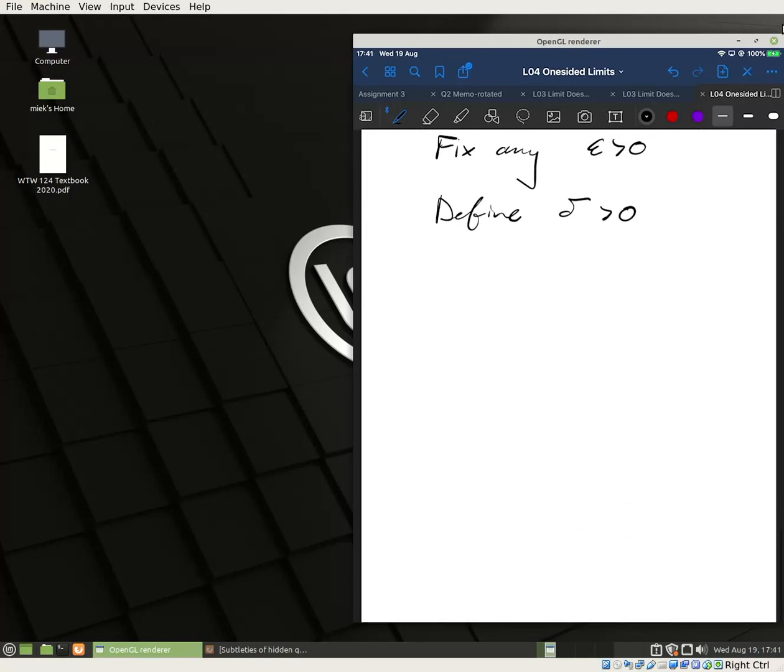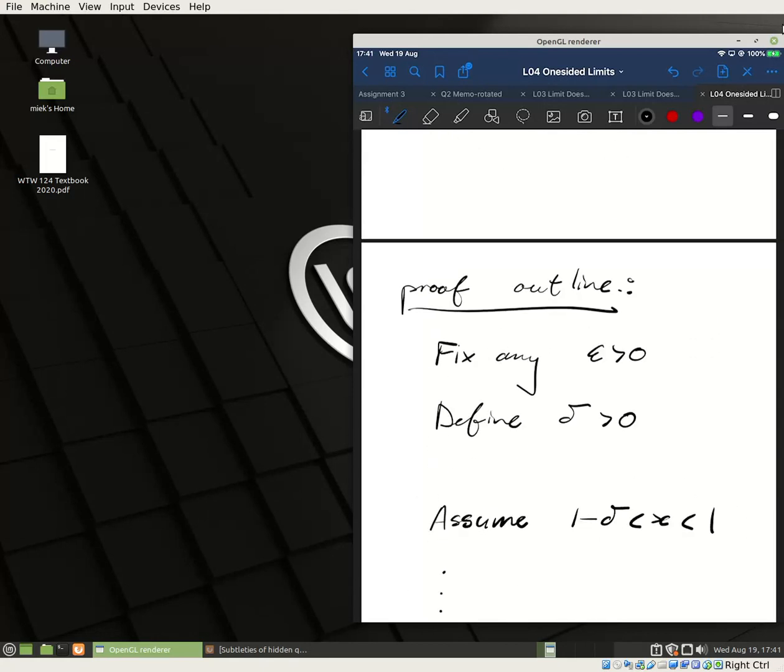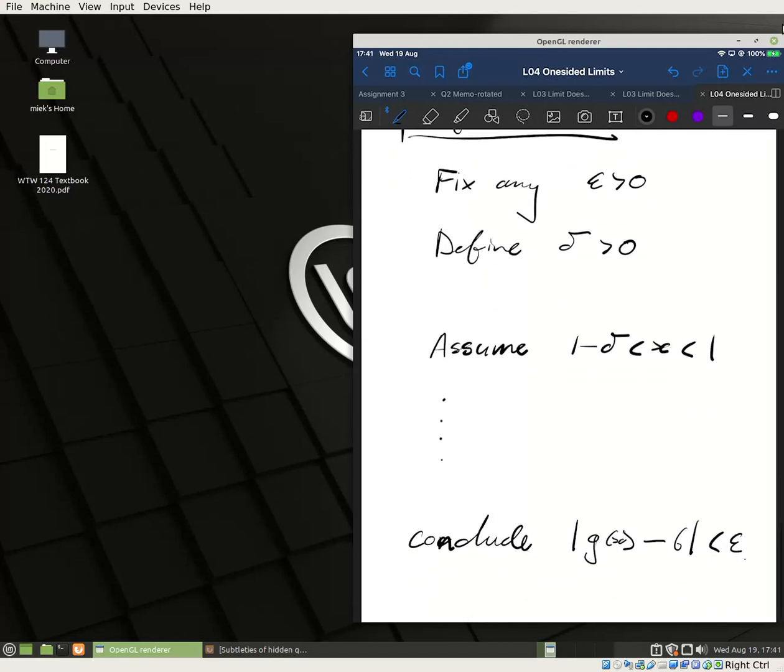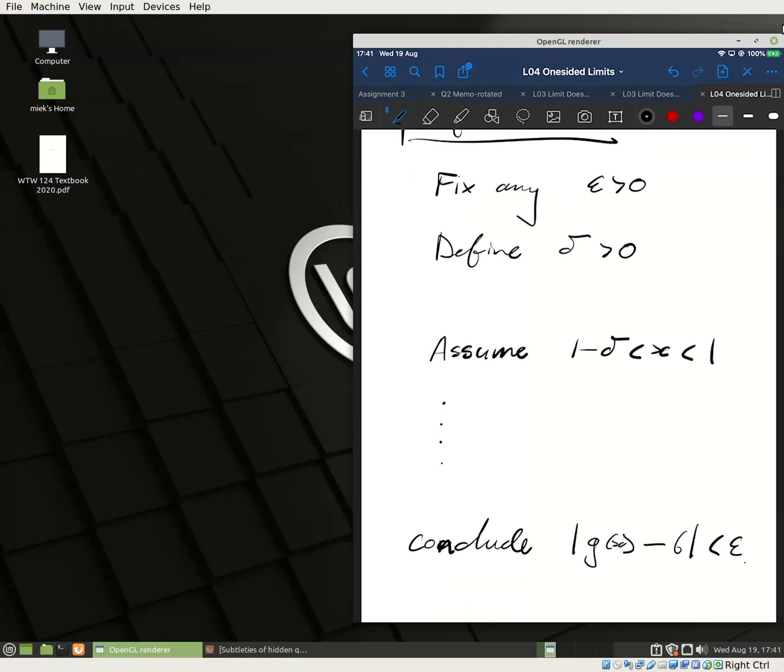So how do we prove an implication? We assume that 1 minus delta is less than x minus 1. Assume the hypothesis, and now we need to work, and finally we should somehow be able to conclude the conclusion of the implication. So |g(x) - 6| should be less than epsilon. Okay, and here we have written down our proof outline.